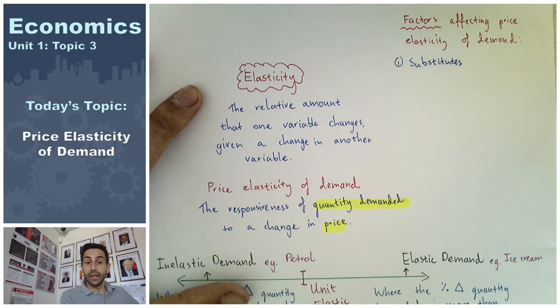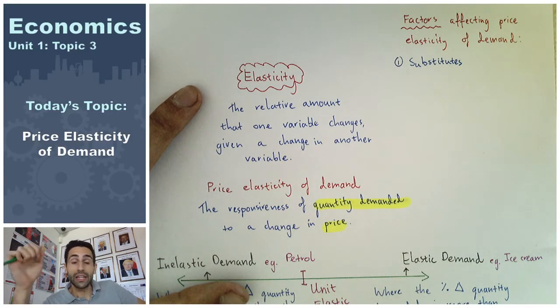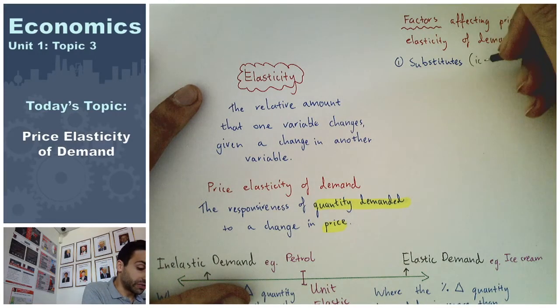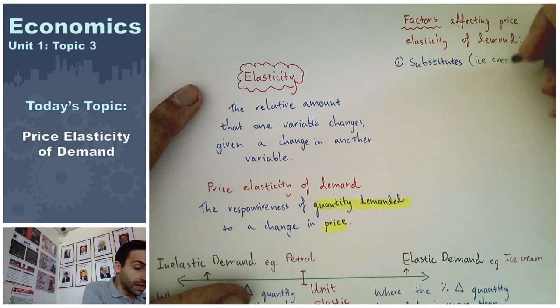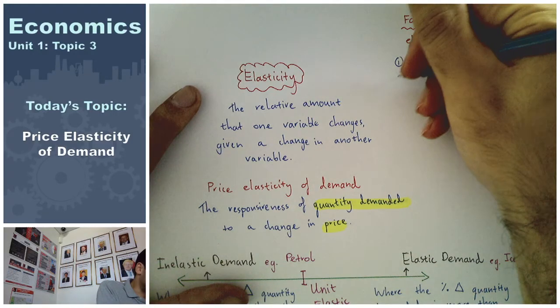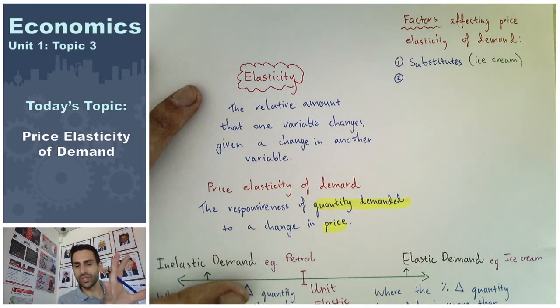So, if something has lots of close substitutes, it's more likely to be elastic. The demand is more likely to be elastic. If something does not have close substitutes, it's more likely to be inelastic. Before, we looked at, for example, the different brands of ice cream. Because there are so many brands of ice cream, there are so many substitutes, it is most likely to be elastic. Another factor, and we've probably touched on some of these, but it's good to get a list together anyway.